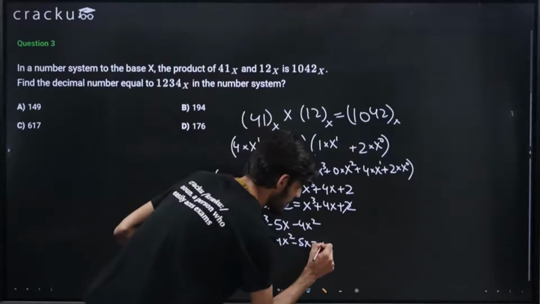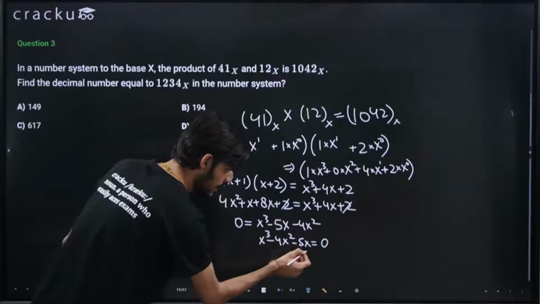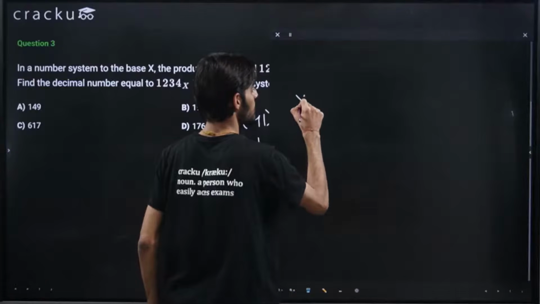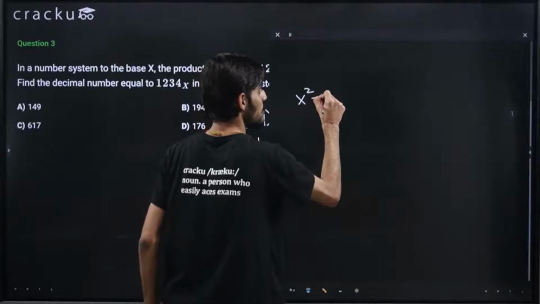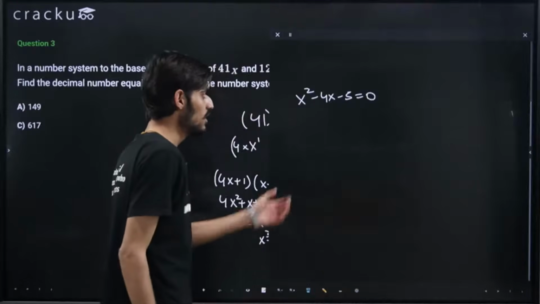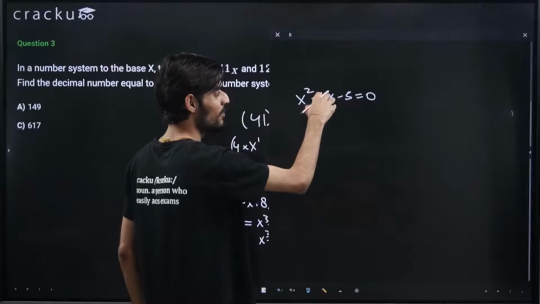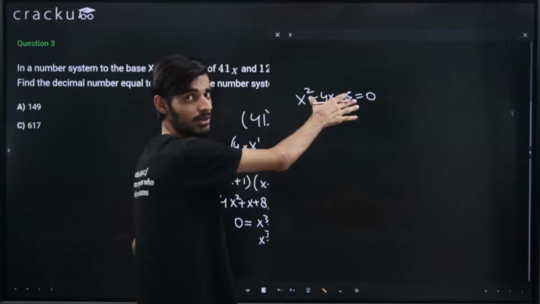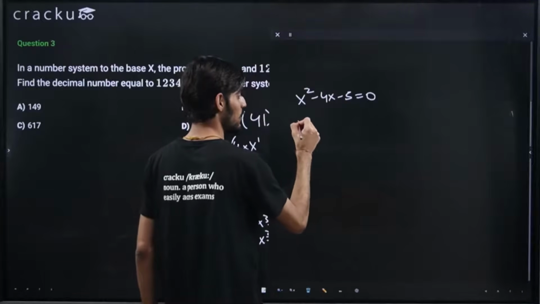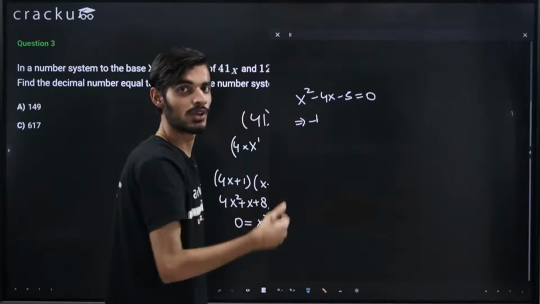We can just cancel x because x can't be 0, right? It is a base, so it can't be 0. We can just eliminate x from here. So what we are left with is x square, because we have just cancelled out x, minus 4x minus 5 is equal to 0. So this is a basic quadratic question. I think you can just solve it. You need to just split the middle term, that should be equal to the product of the extremes. Or also what you can do is you can just use the formula, that is minus b plus minus under root b square minus 4ac upon 2a.